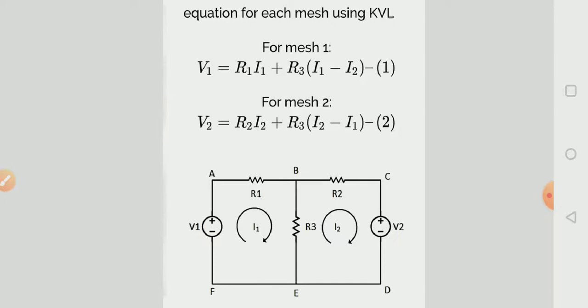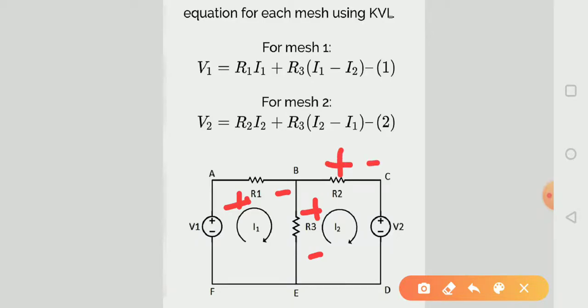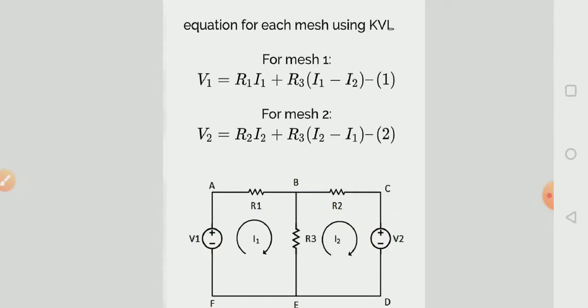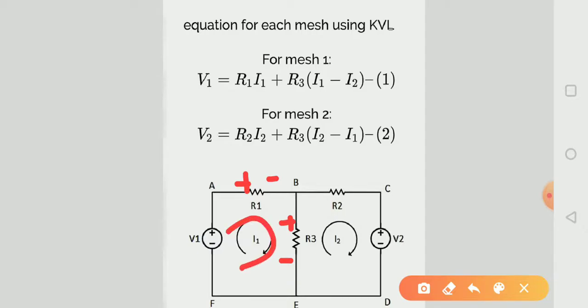So here is the positive starting terminal and here is negative. For the same, here is positive and negative. Positive, negative. For that, here is positive and negative. So if we apply KVL for mesh 1 first, positive, negative for this mesh.